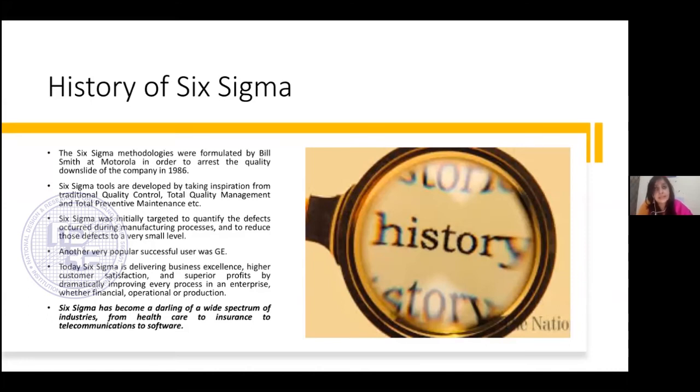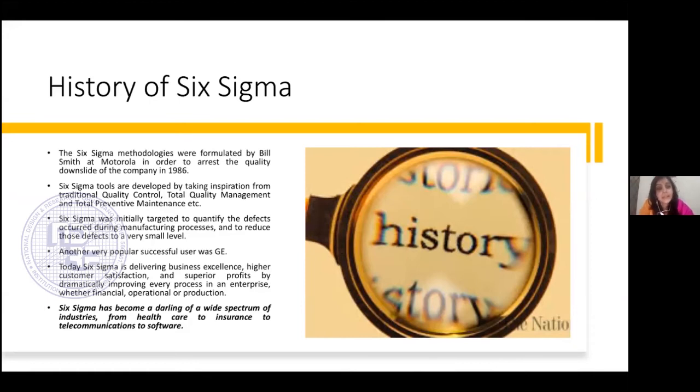Today, Six Sigma has been implemented across various domains, from aeronautics and industries to manufacturing, to finance, and even to hospitals and the medical healthcare industries.